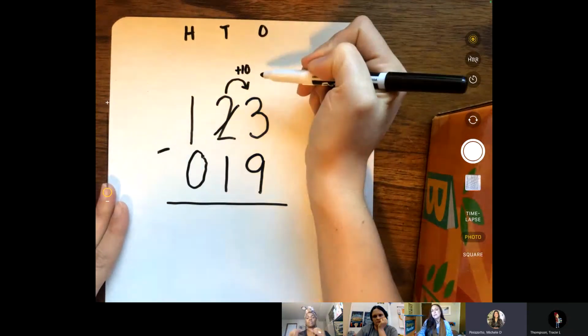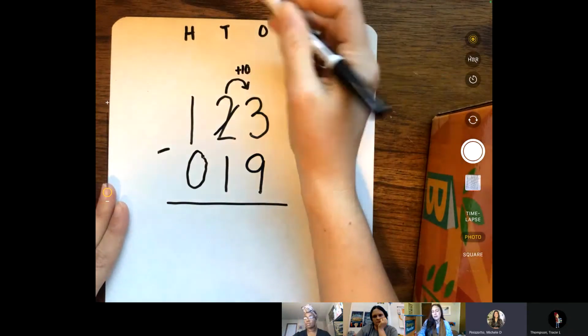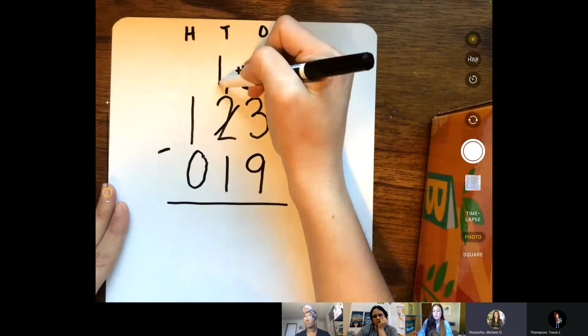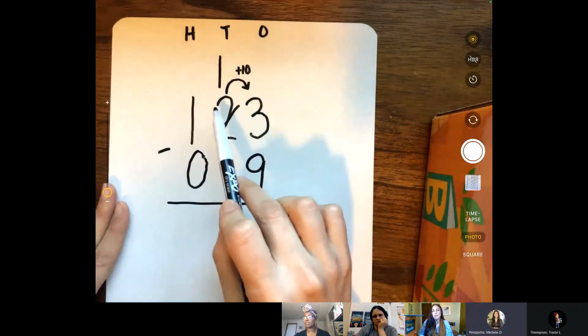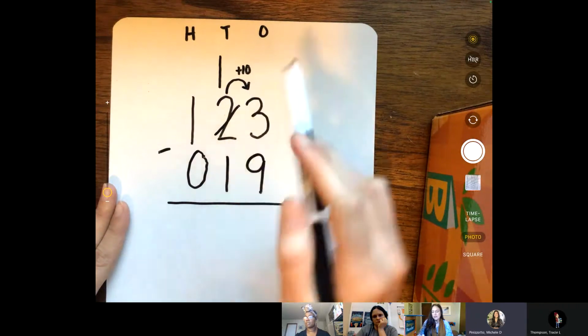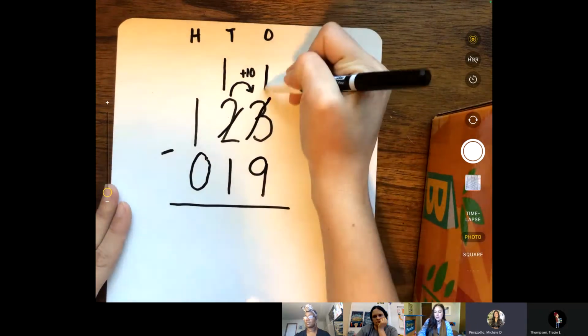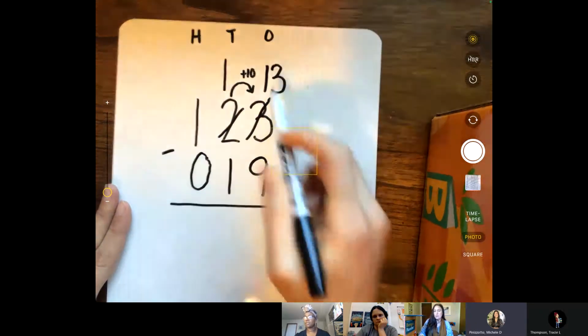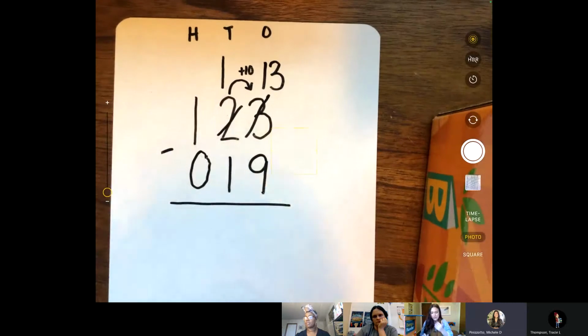And I think it depends on the teacher. We signify this in different ways. And I tell the students, as long as you're representing what you're doing, how you're moving that 10 over, that's good with me. I like to do a little plus 10. And this number becomes 13 in the ones place. And then we only have 1 in the tens place since we moved it over to the ones.